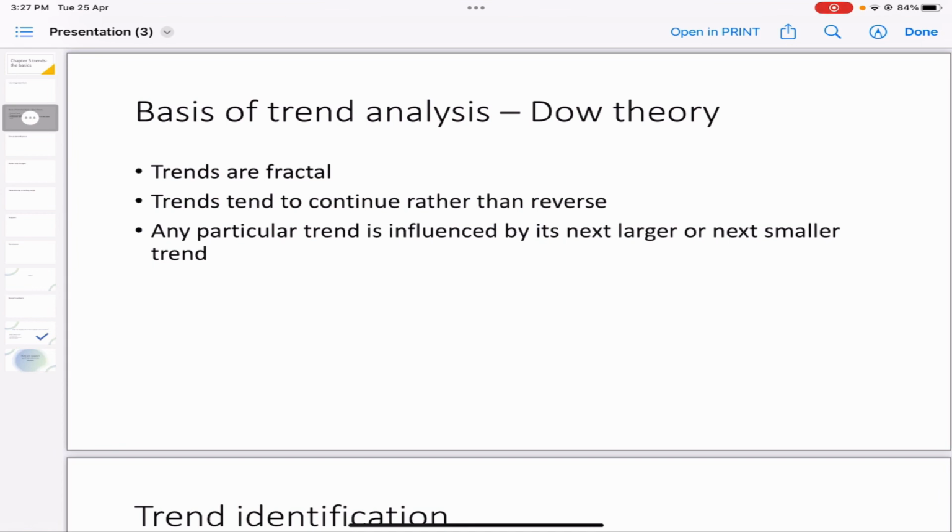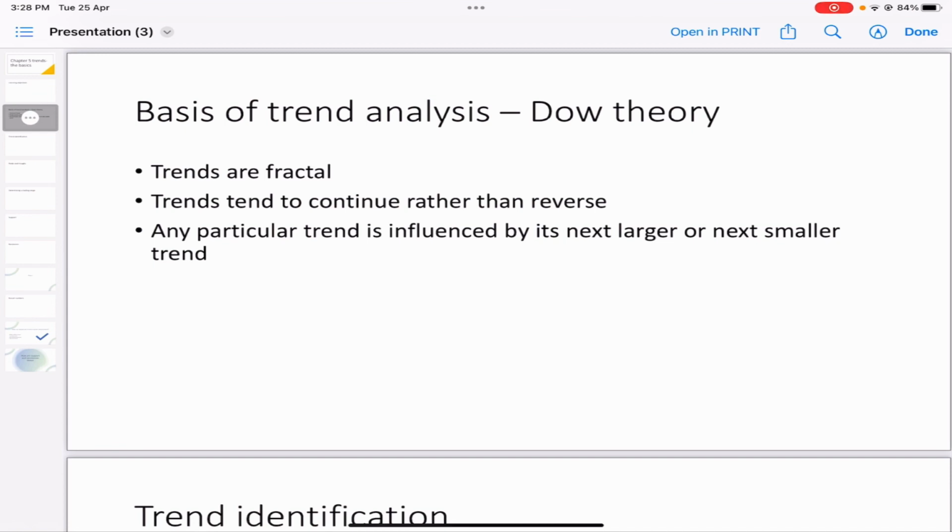Any particular trend is influenced by its next larger or next smaller trend. What does that mean? We can see a well-defined uptrend in a stock. It is not a straight line upward. Within the rising trend, there are many smaller trends, both down and up. So that is what they are trying to say.